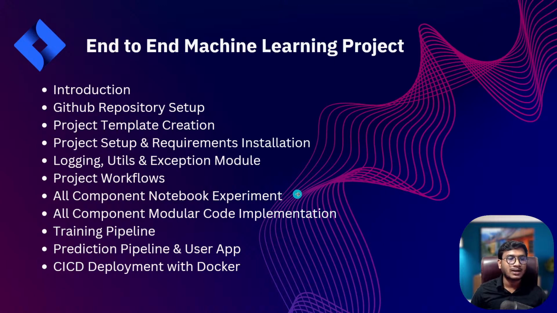We'll first implement all the components in the Jupyter notebook experiment: data ingestion, data validation, data transformation, model trainer, and model evaluation. These are called components, and together they make up the entire training pipeline. These are the separate components we have to implement on the Jupyter notebook. Then we'll convert all the components into our modular coding implementation. I hope it is clear.